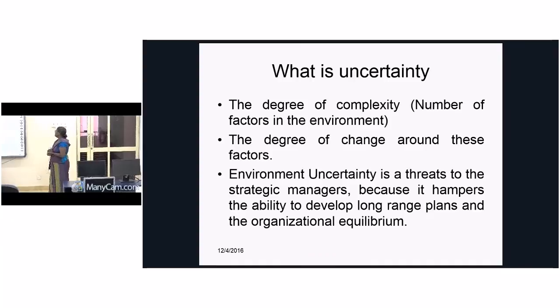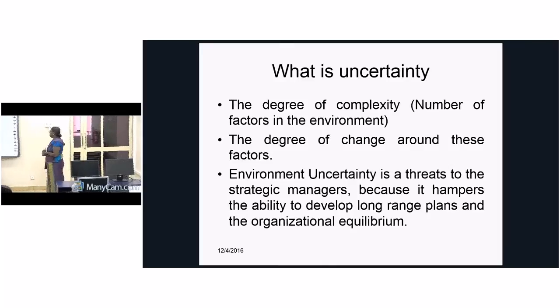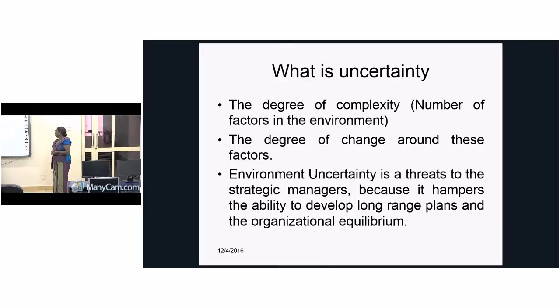Environmental uncertainty is a threat to the strategic manager. It is a threat because they can't predict the behaviors of the environmental elements, and it hampers the ability to develop long range plans and organizational equilibrium. So uncertainty is not good for the health of the organization, because it affects long range planning and also the organizational equilibrium.